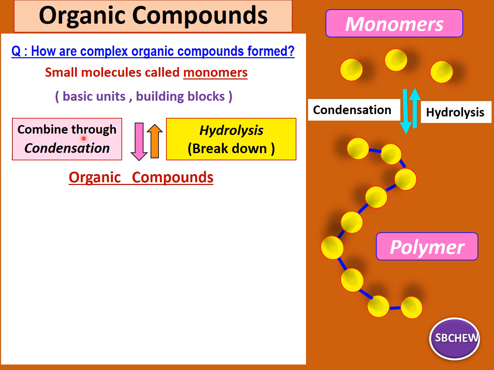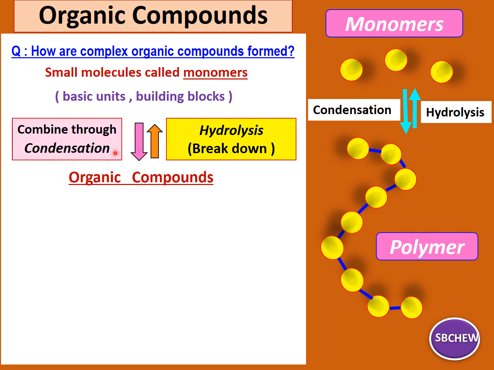Okay, for example, glucose is a monomer. So many molecules of glucose combine together through condensation to form starch, which is a complex organic compound. In this process, when the glucose molecules join together, water molecules are removed. They are formed, right? And that is what is meant by condensation.